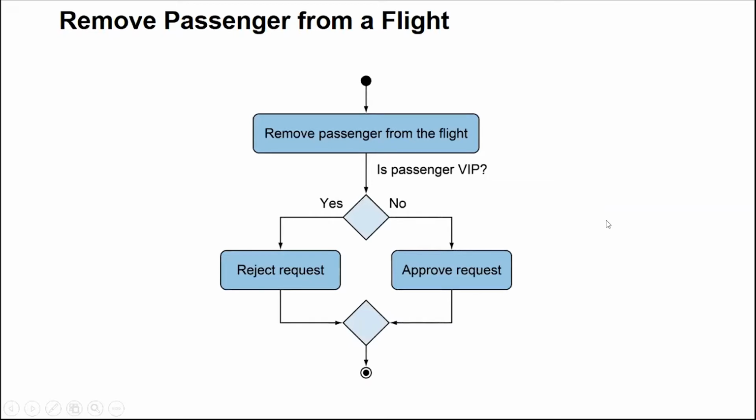And we have here a policy for removing a passenger from a flight. Still, we ask ourselves, is the passenger VIP? If the passenger is VIP, once he or she has joined the flight, he or she cannot be removed any longer. We can approve the request for a passenger to be removed from a flight only if he or she is not a VIP. And this is our simple business logic.